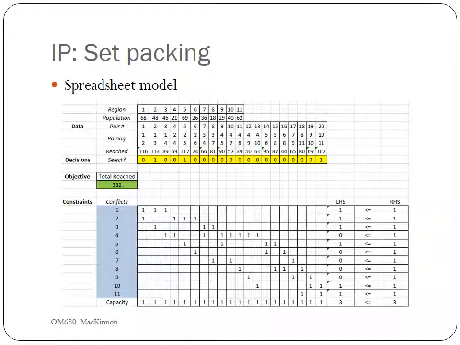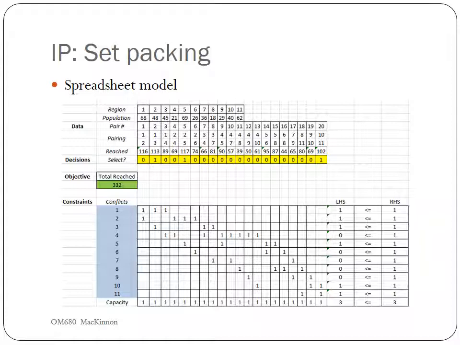Okay, so the model is laid out here. We have 11 regions and we have the population there at the top. And then we have the number of pairs, okay? And then you start plugging in essentially the absolute number of possible pairs of regions, okay? And it turns out that between the 11 regions, there are 20 possible pairs, okay?